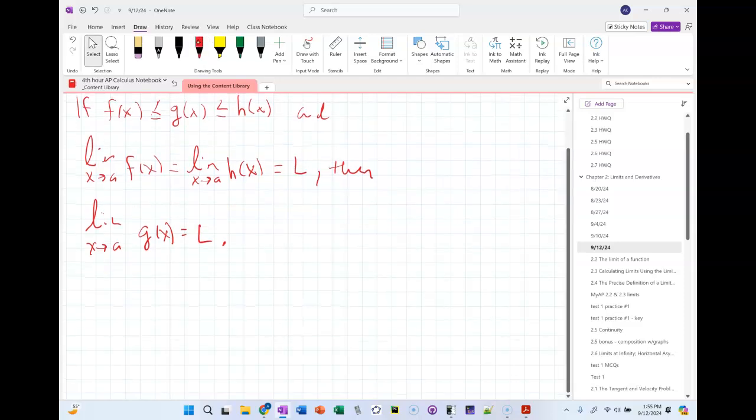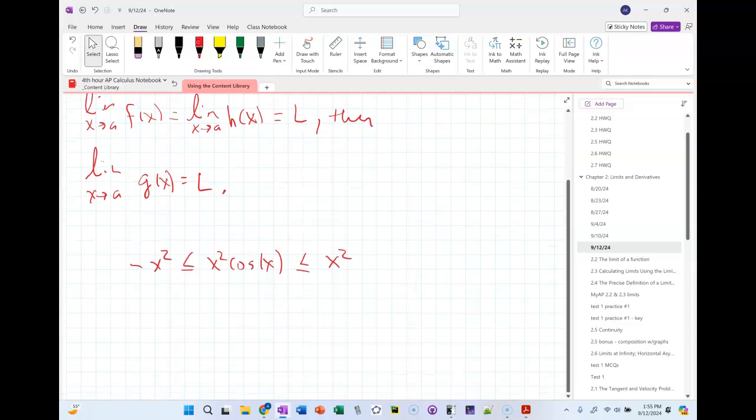Let me think here for a quick second. Let's say we have negative x squared less than or equal to x squared cosine x less than or equal to positive x squared. So we've given you this, and I want to find the limit of x squared times cosine x as x approaches 0.